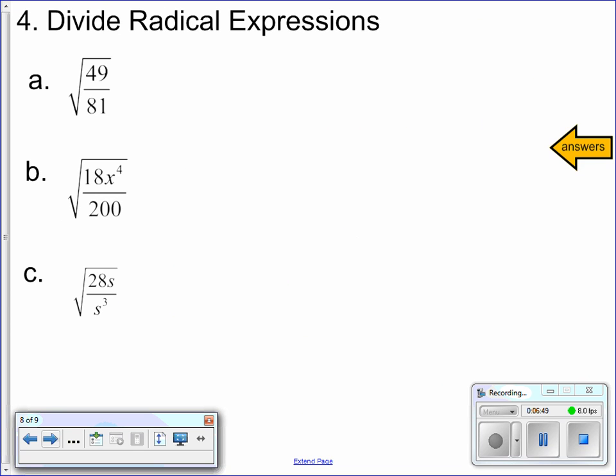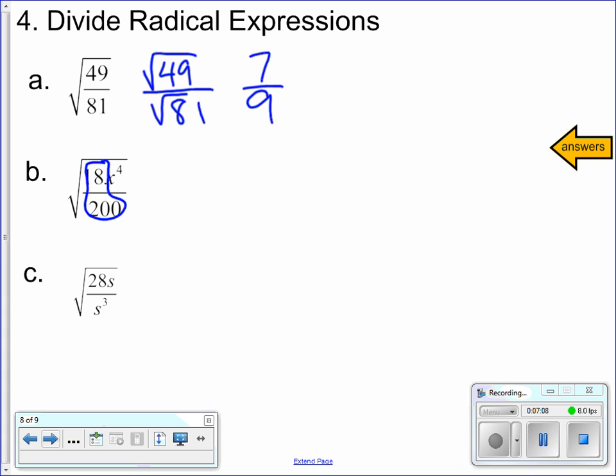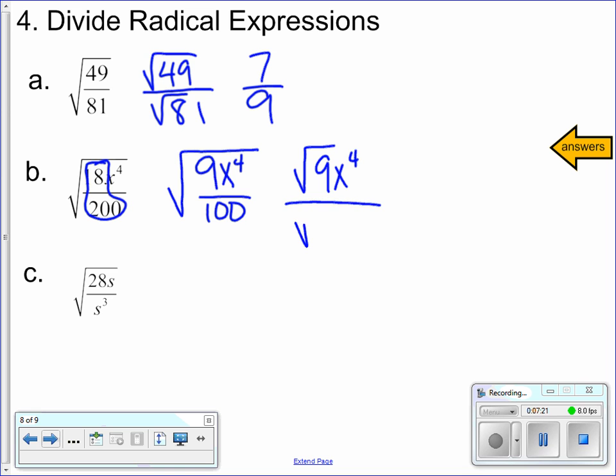Dividing radicals. So again, make sure that you can simplify. If you can simplify, do that first. So this one just becomes the square root of 49 over the square root of 81, which is 7/9. In the second one, I see that these can be simplified first. So I'm going to take the square root of 9x to the 4th over 100. Then I separate them, square root of 9x to the 4th over the square root of 100. So that is 3x squared over 10.